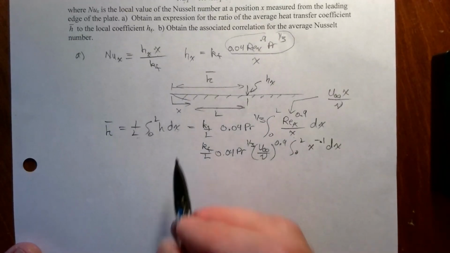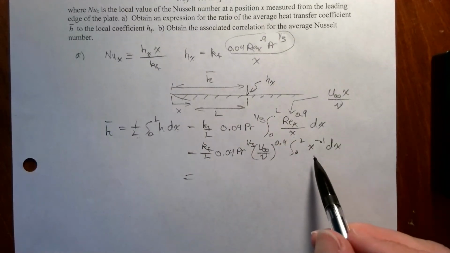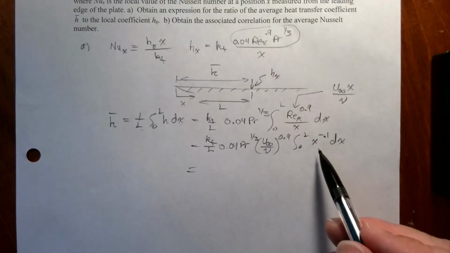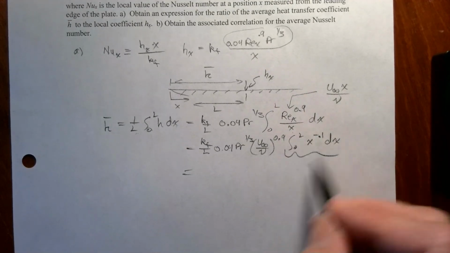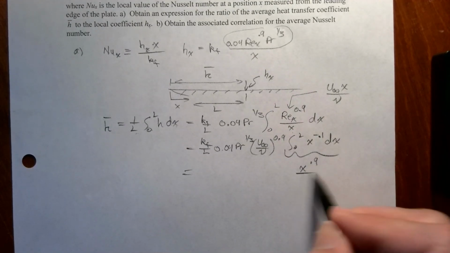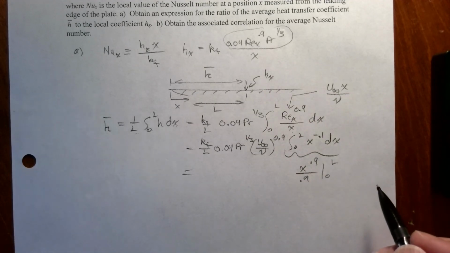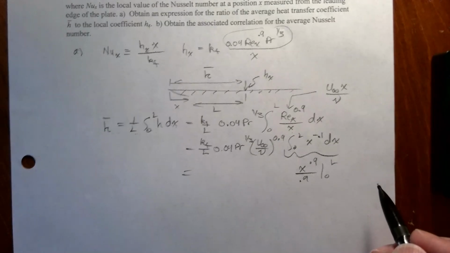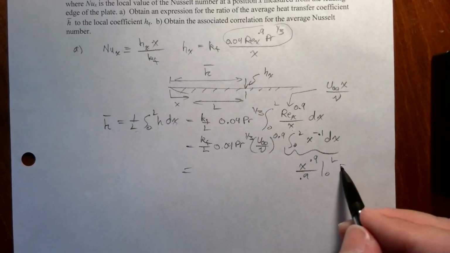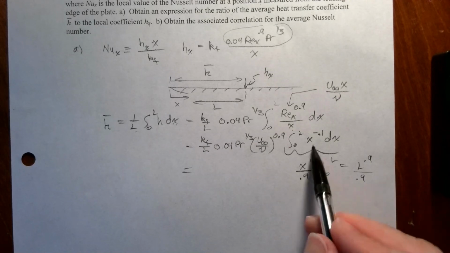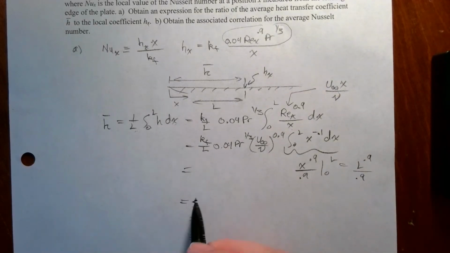So now it's just a matter of evaluating this and then substituting. If I add 1, I get x to the 0.9 divided by 0.9. So this is going to be x to the 0.9 divided by 0.9 evaluated from 0 to L. So L to the 0.9 divided by 0.9. So that goes in place here.